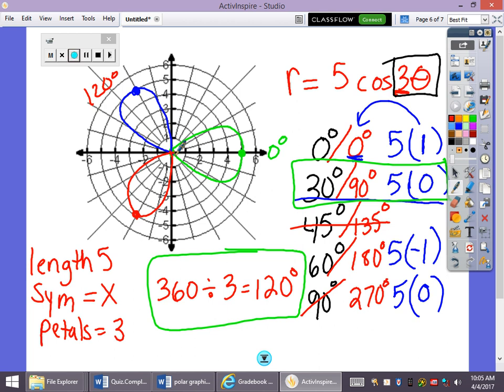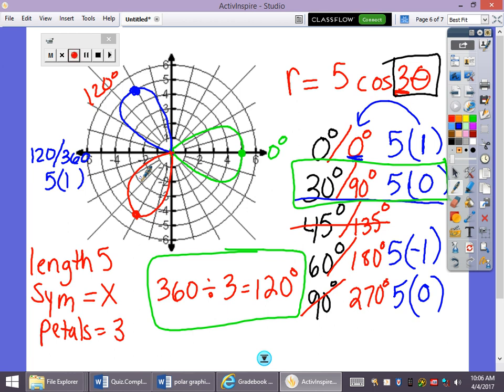I'm going to show you how I got the blue using the correct math. Okay? So I would have done 120 times 3 is 360. What is the cosine of 360? 1, which gives me that 5. Oh, boom. I remember that it's 30 on both sides. You follow?